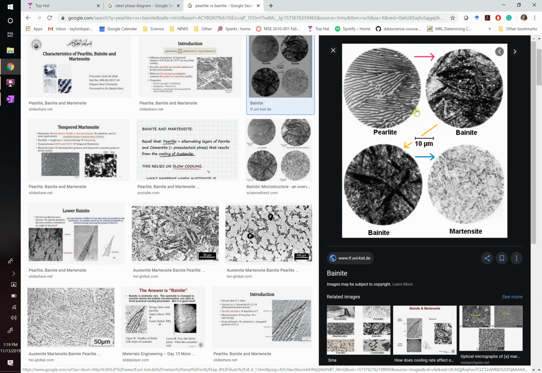Yeah, you've got more imperfections in this structure, more grain boundaries. That dislocation is going to have to traverse those. And if it's harder for that to do it, then you made it a harder material. Which one should be more ductile? Just the opposite. Pearlite should be more ductile.